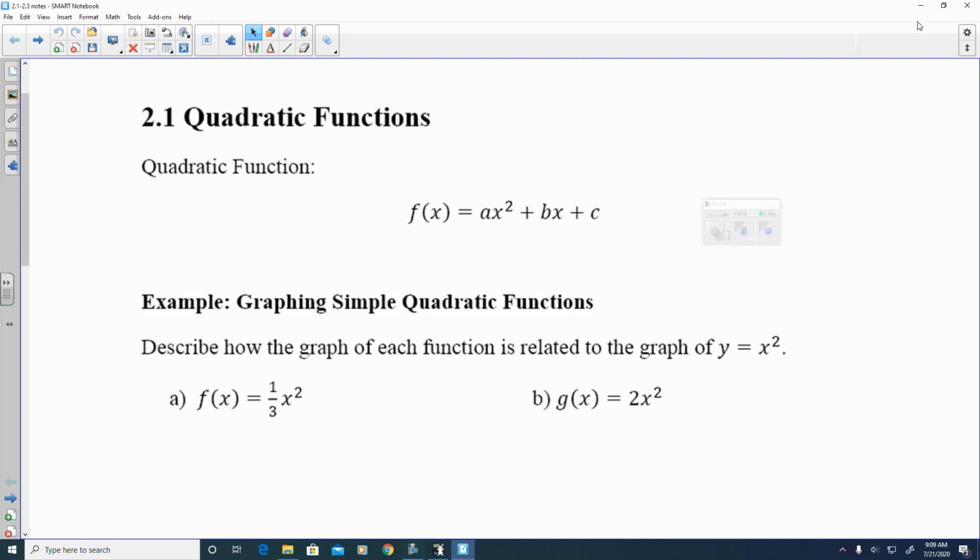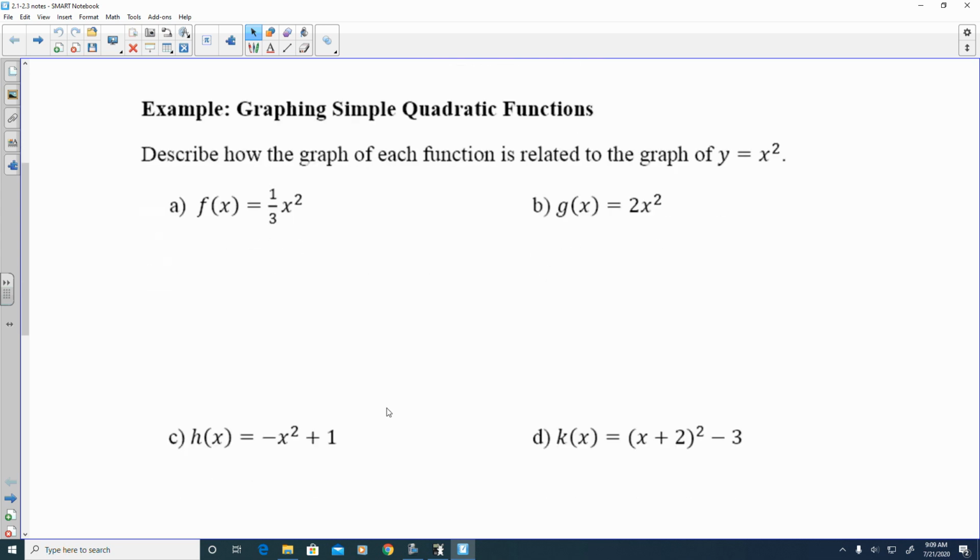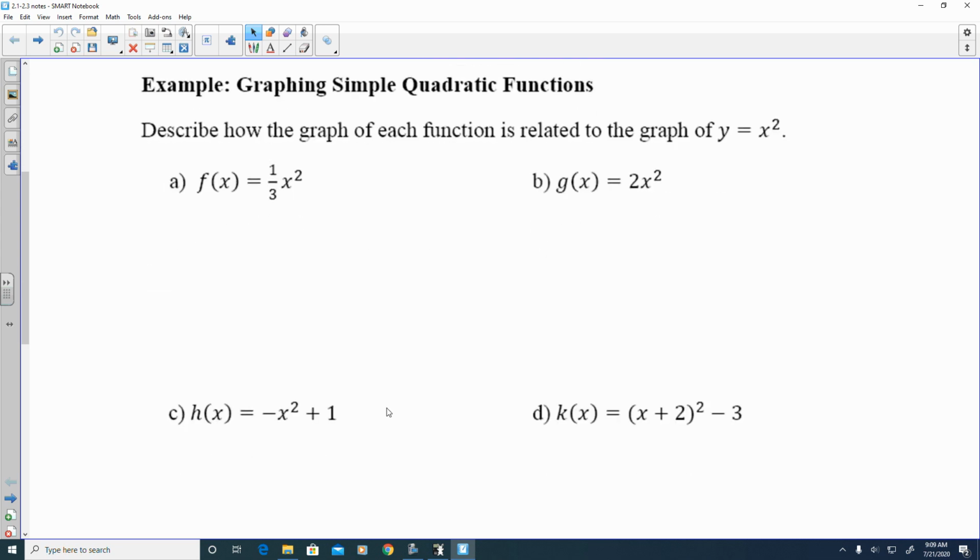Okay, starting off chapter 2, we were talking about quadratic functions. We know normally we see a quadratic function in the form ax squared plus bx plus c. Like in the quadratic formula that you might remember for solving quadratics, we use those a, b, and c's to solve for the zeros.